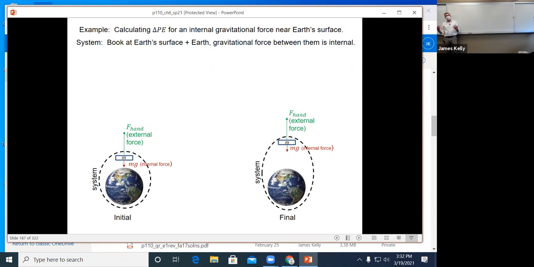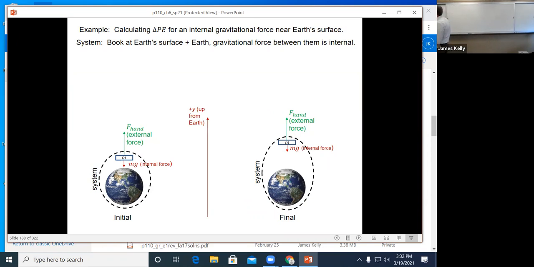The good thing is I don't have to really think about it, because when I take a book and raise it up, the book does all the moving. Earth essentially stays still, and that's just because it's so massive. In order for work to be done on something by an internal force or an external force, the thing has to move. There's no work if the point where you're applying the force doesn't move. So I don't really have to think about the Earth because it's not moving. I can just think about the movement of the book here. But it's important that my system includes both of them.